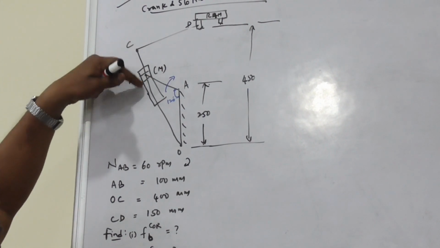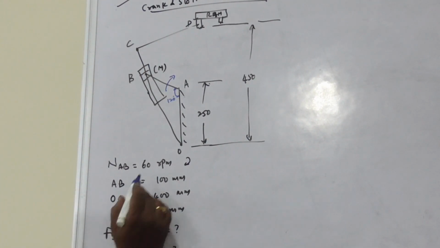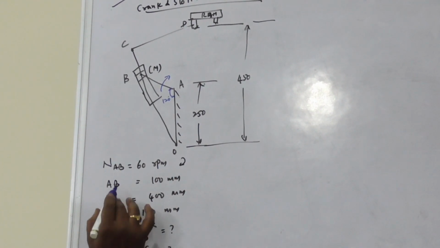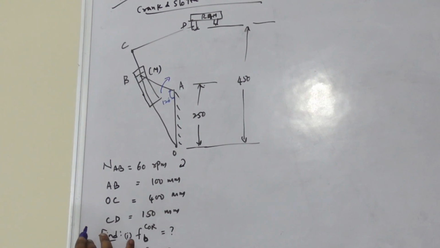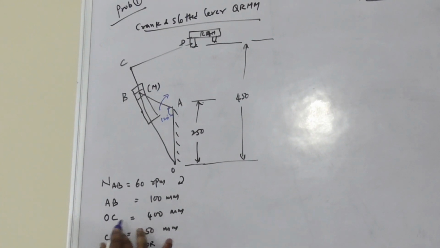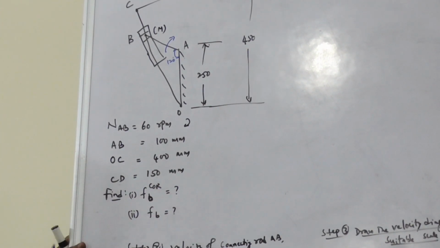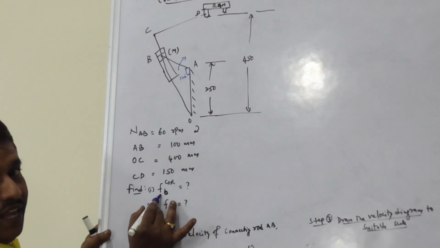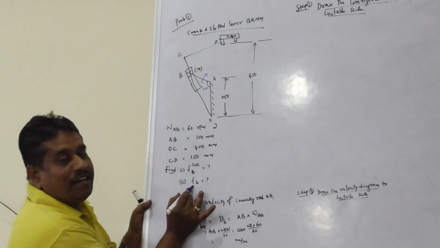The dimensions of all the links are shown here. The connecting rod AB rotates in clockwise direction with a speed of 60 rpm. Crank length is 100 mm, connecting rod 400 mm, connecting rod 100 mm, then oscillating link 400 mm, link CD 150 mm. Determine the Coriolis component of acceleration of the moving point B.